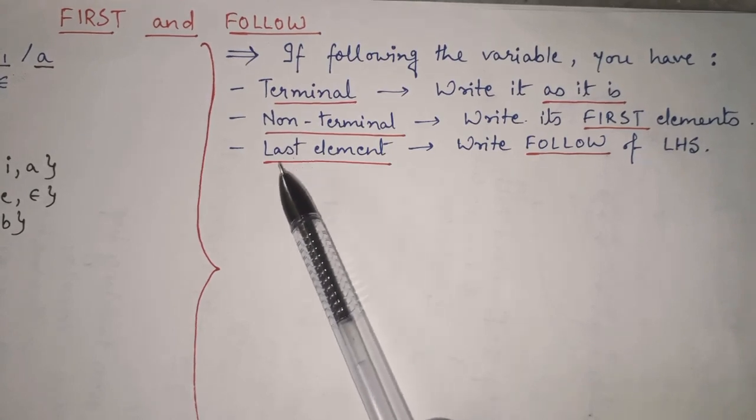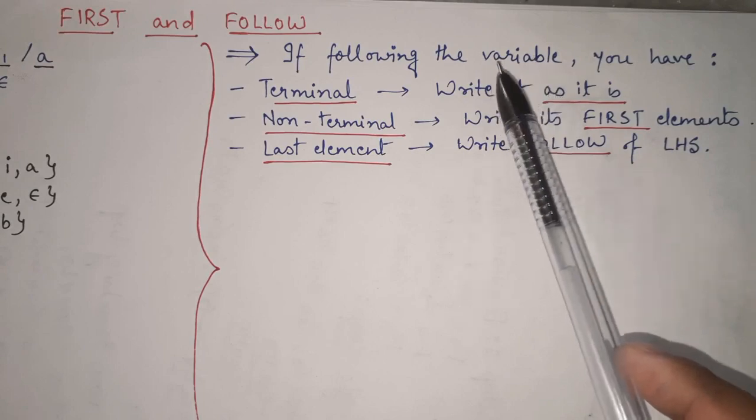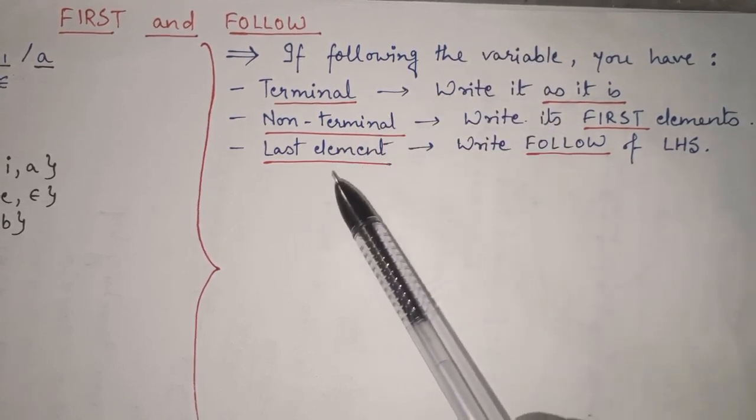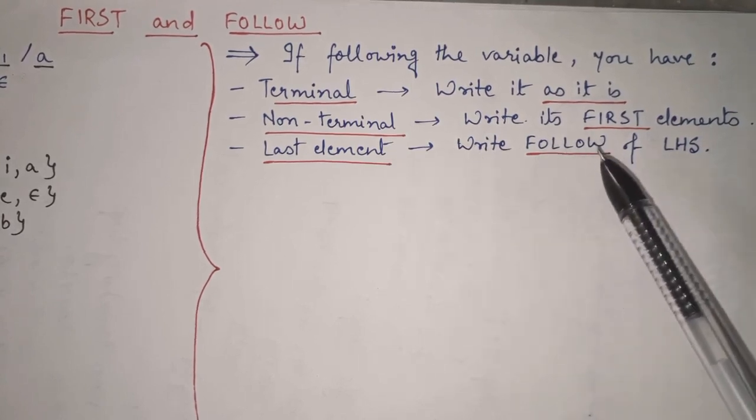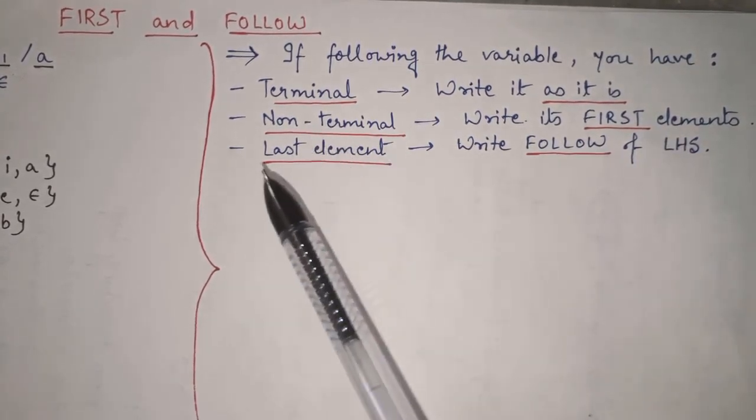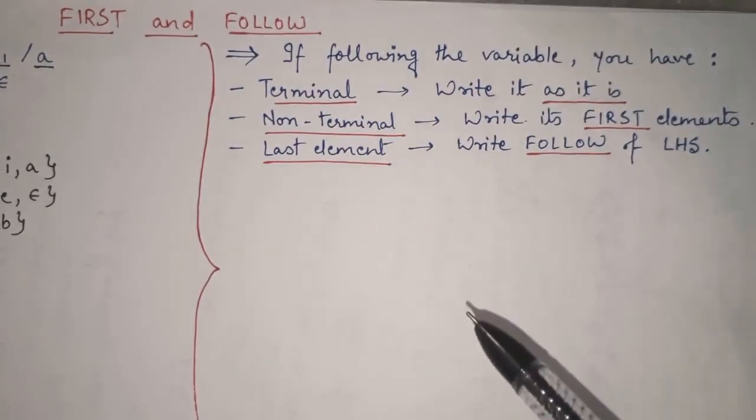Then we are having the last element. If the variable that is present in the RHS is the last variable or the last element of that production, you have to just write follow of LHS in it. Fine, these are the 3 rules that you have to follow, and just by following these 3 rules you can find out the set of follow.